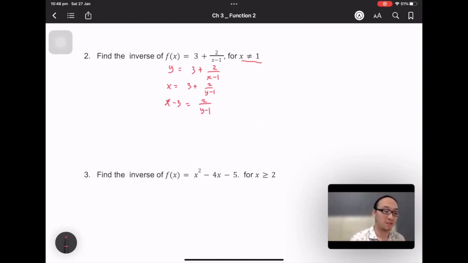So it becomes y minus 1 equals 2 over x minus 3. So y equals 1 plus 2 over x minus 3. So this will be f inverse x equals 1 plus 2 over x minus 3. So this will be the inverse function.